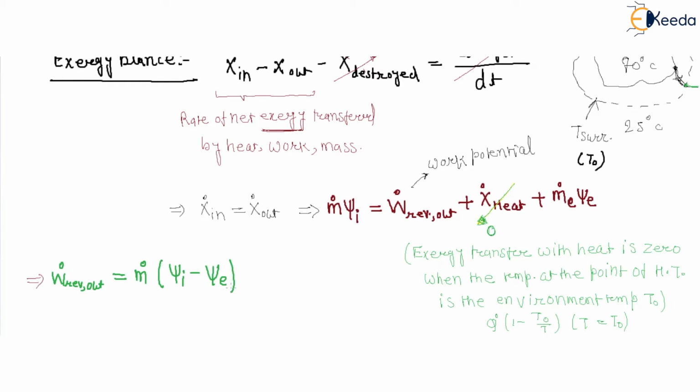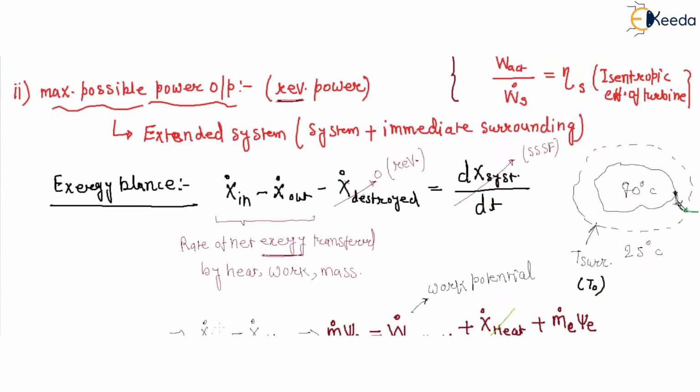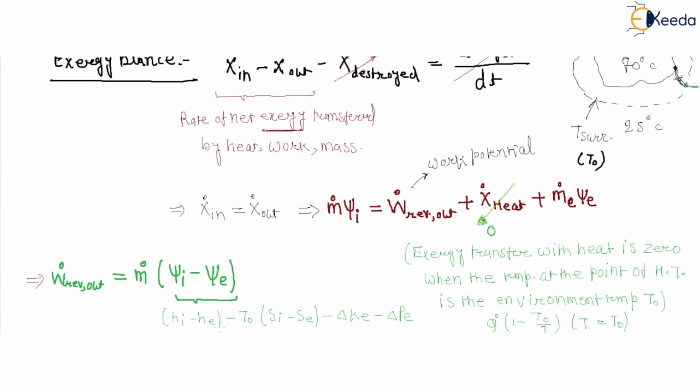Okay. So what is this? This is nothing but hi minus he, minus T naught times (si minus se), minus change in kinetic energy, minus change in potential energy. But this is the exit condition, and exit is at 0.2 megapascal and 150, right? So where is the si?